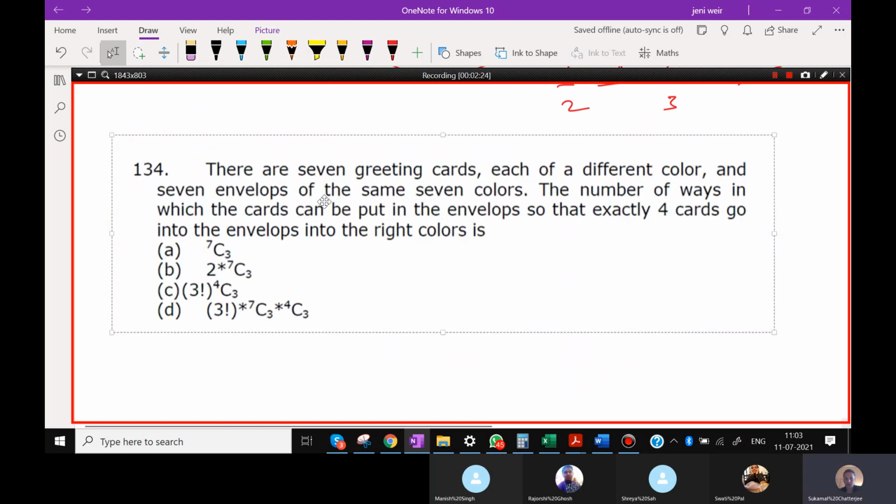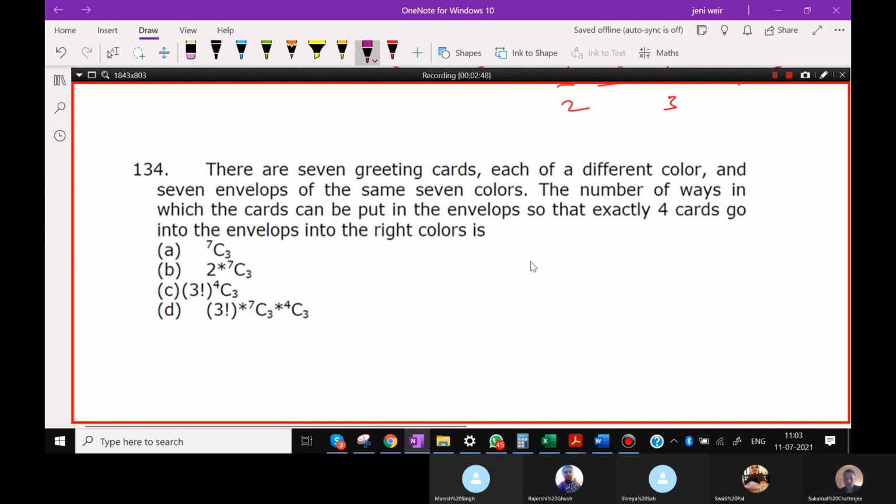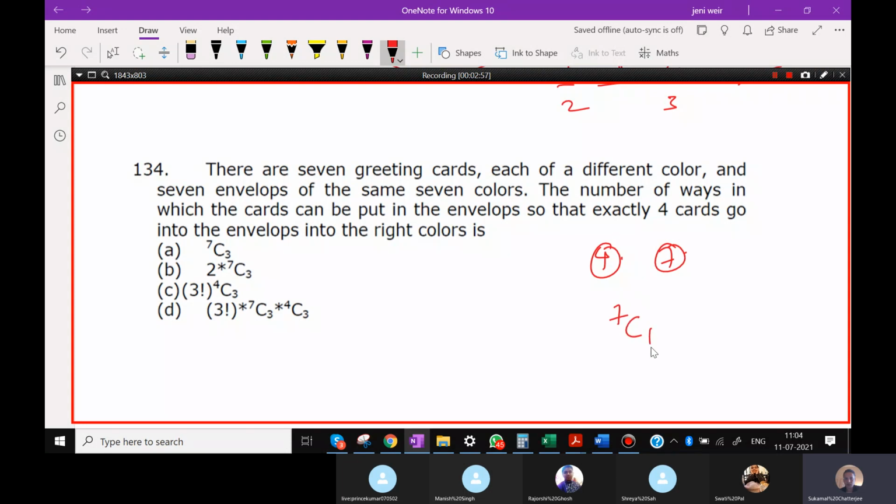There are 7 cards of different colors and 7 envelopes of the same 7 colors. The number of ways in which the cards can be put into the envelopes so that exactly 4 cards go into the correct envelopes. So that means, first of all, I have to select 4 cards out of 7 cards that have to go in the correct envelopes. So this can be done in 7C4 ways.